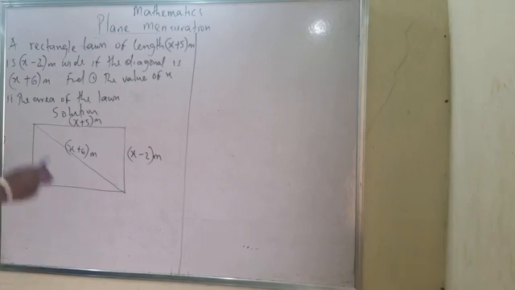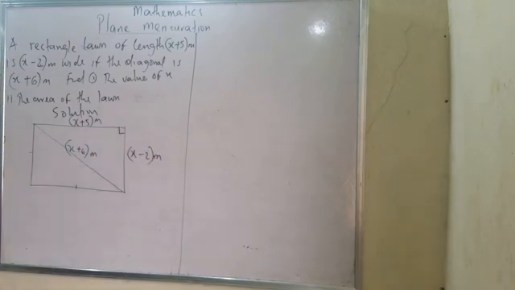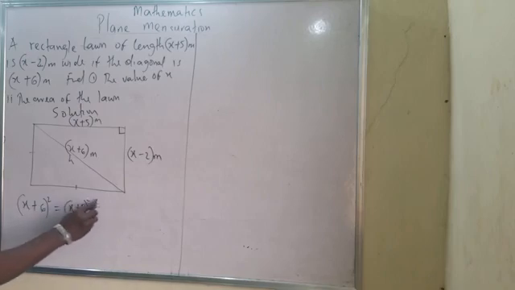Now, don't forget that this is equal to this, and this is equal to this. By so doing, what are you looking at? You are looking at a right angle triangle. X plus 6 is the hypotenuse. This can be opposite and adjacent. So x plus 6 squared equals x plus 5 squared plus x minus 2 squared.